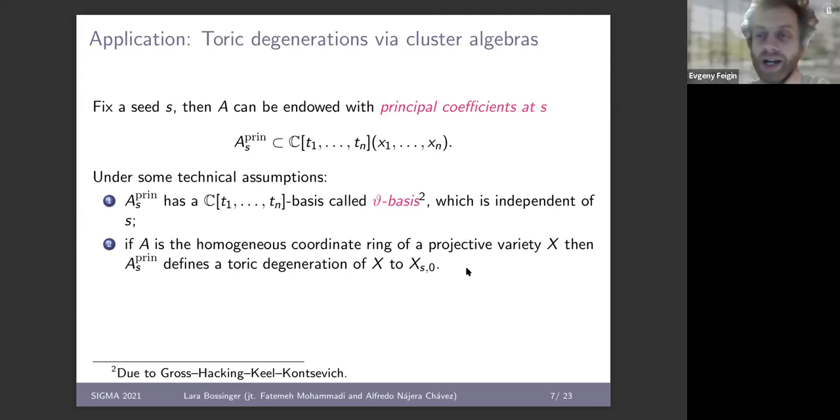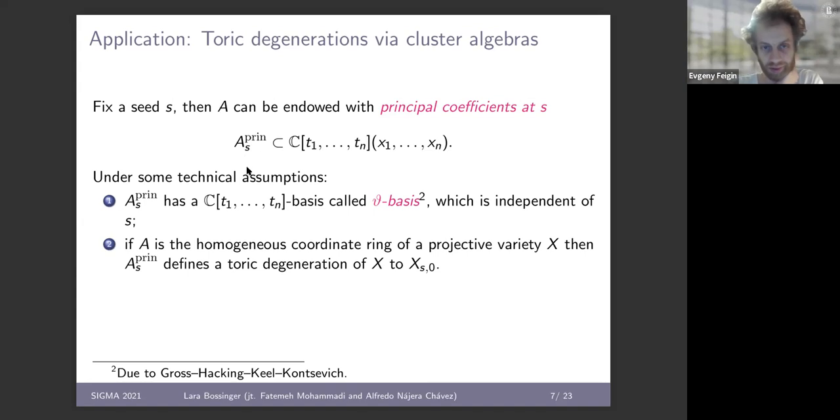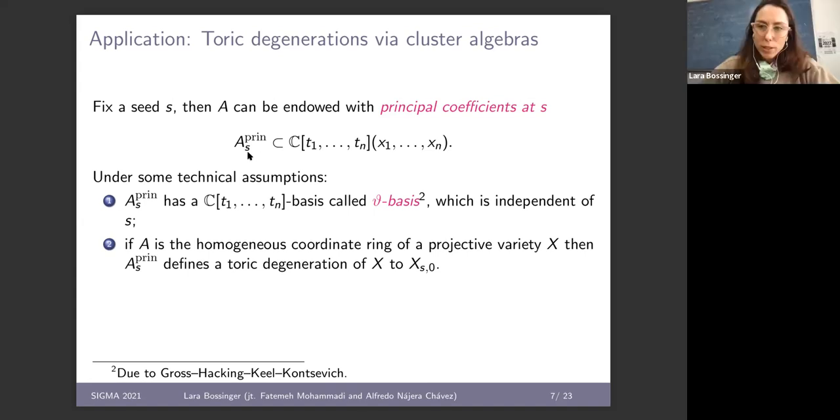Lara, I'm sorry, may I ask a question? Sure. So what is the relation between A and A_s prime? Yeah, so A_s prime is a deformation of A. I wanted to avoid the definition because it is quite combinatorial and a bit technical, but if you would like, at the end of the talk, I can explain it a bit more.